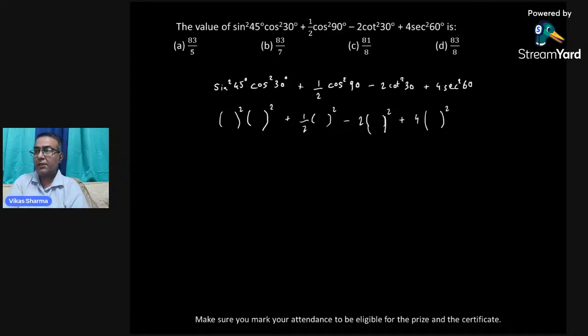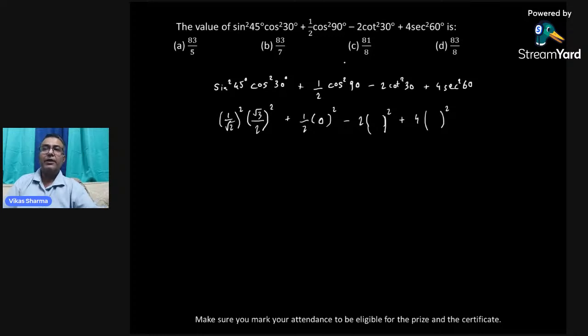Should it be 83 upon 5, 83 upon 7, 81 upon 8, or 83 upon 8? Bishmesh says it should be 81 upon 8. Let's see. So we know sine 45 is 1 by root 2. So this is 1 by root 2. Cos 30 is the same as sine 60, which is root 3 upon 2. Cos 90 is the same as sine 0, which is 0.